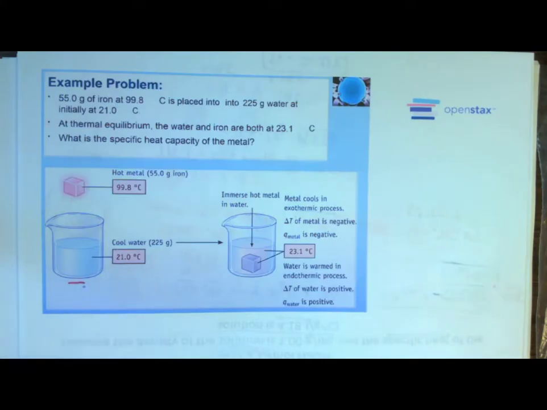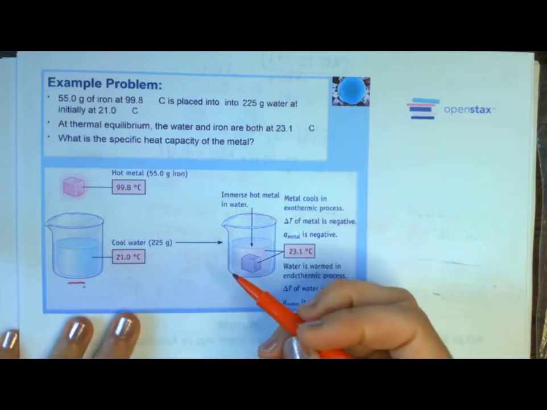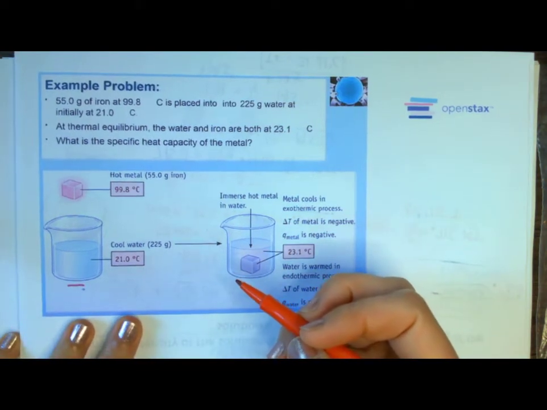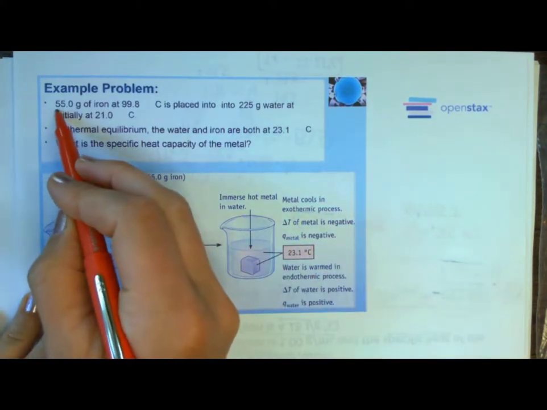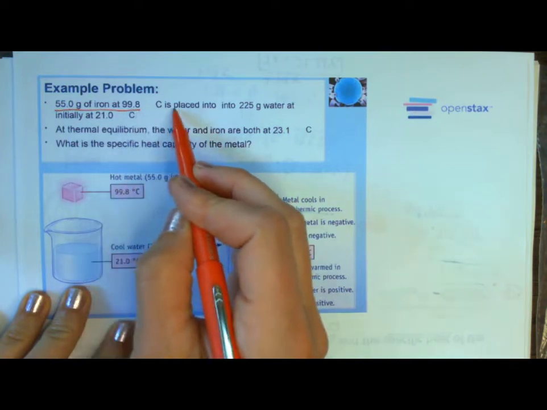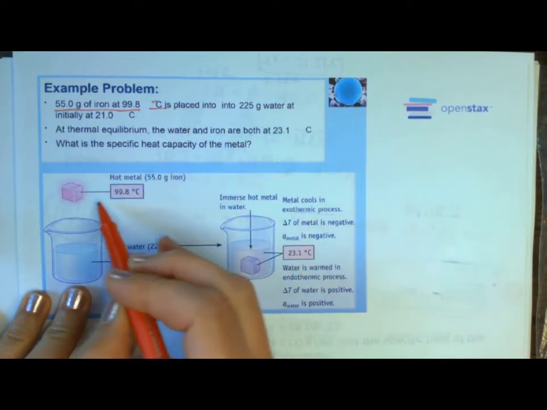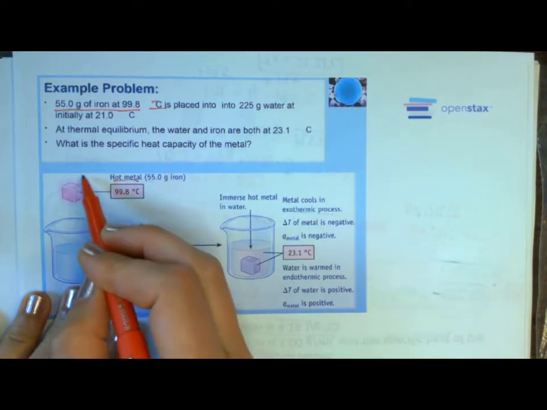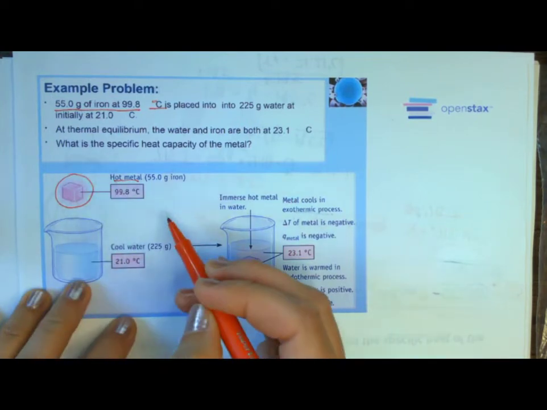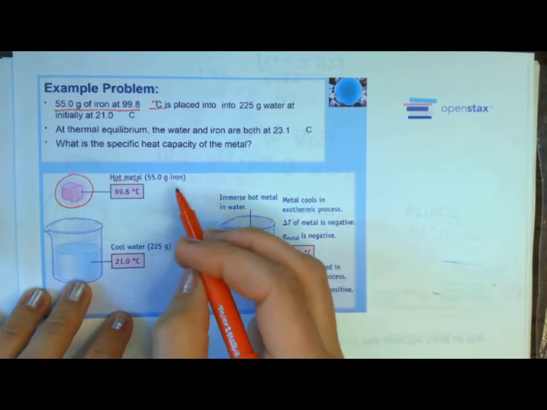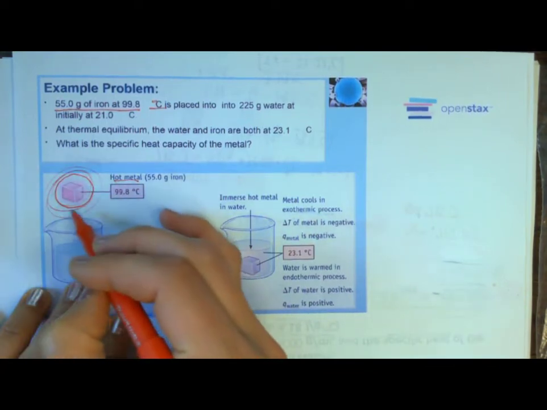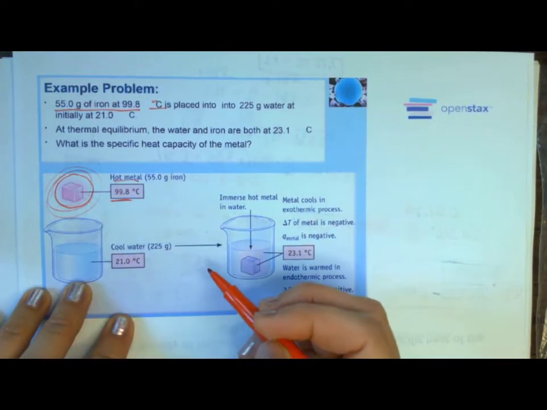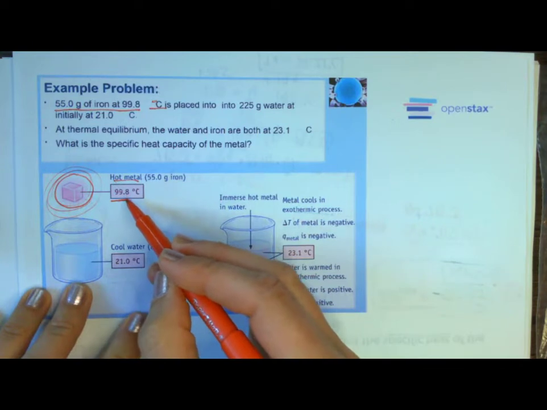Let's look at another example problem, and this is going to be similar to a lab that you are going to do with your lab kit. So we have 55 grams of iron that's at 99.8 degrees Celsius. We can even see right here, we have this hot metal. I believe you are going to use copper pennies. So we're just going to say we have this hot metal or your hot pennies, whatever your hot thing is. It's at 99.8 degrees.